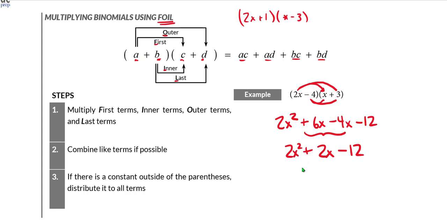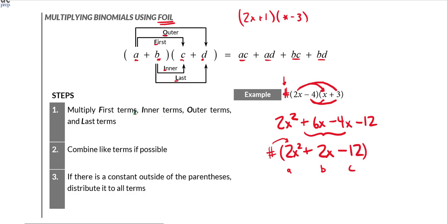Could we factor out a 2 here? Yes, we could. I'm not going to do that right now. It's not really necessary in the context of what we're doing here. Do recall that if you have a number outside of your parentheses, you may have to distribute that number through to all of your terms in order to find out what your A, your B, and your C are.